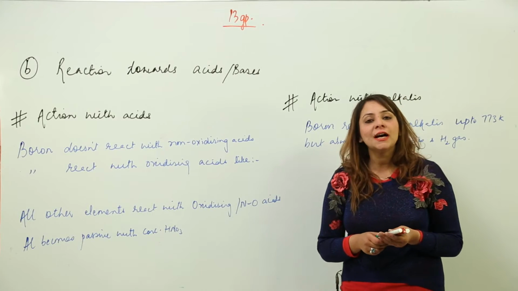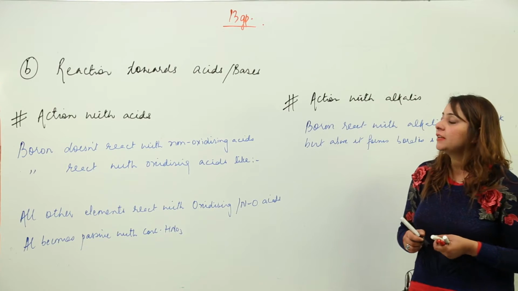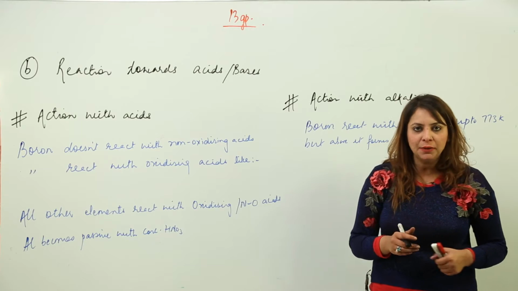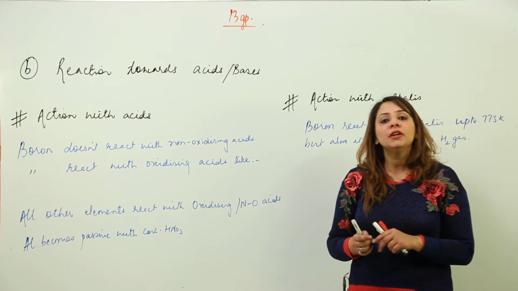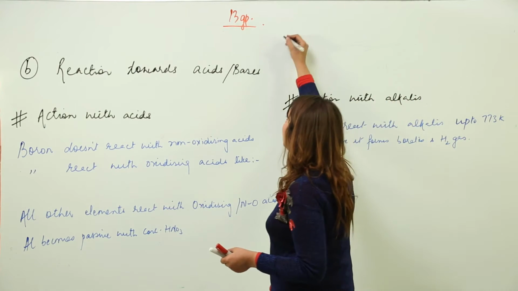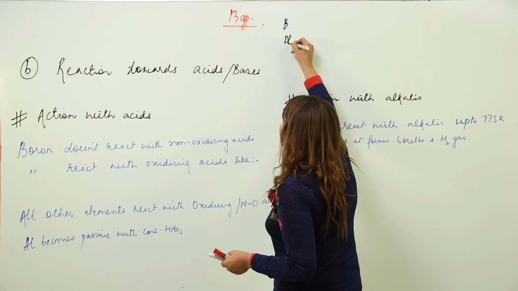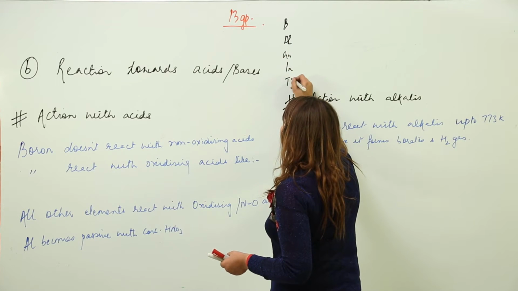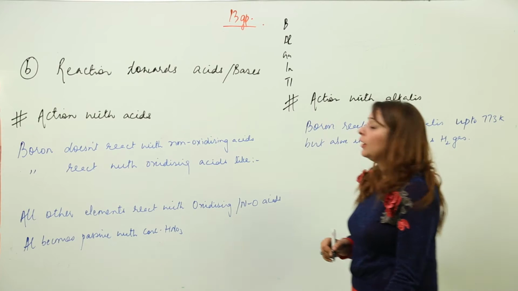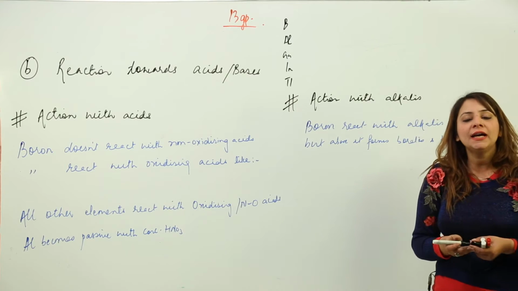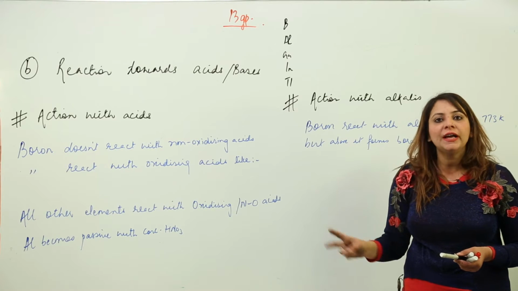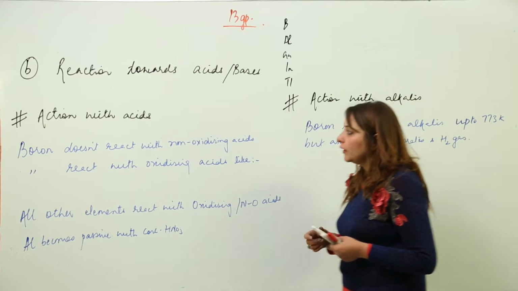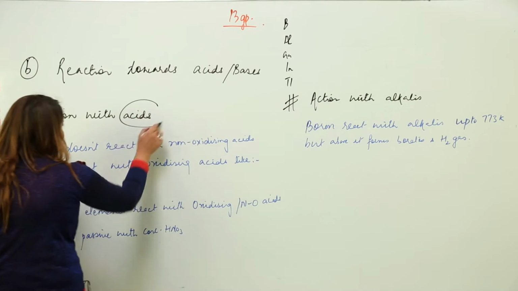Now we are going to start with another property, that is the reaction towards acids and bases. Just to recall, we know that the boron group, the 13 group family, is boron, aluminium, gallium, indium and thallium. We are going to react them with acids, and we will show a reaction with base also. First, we will start with an acid.